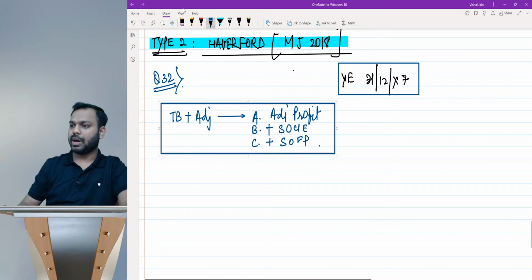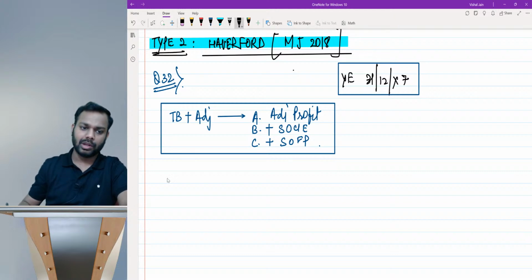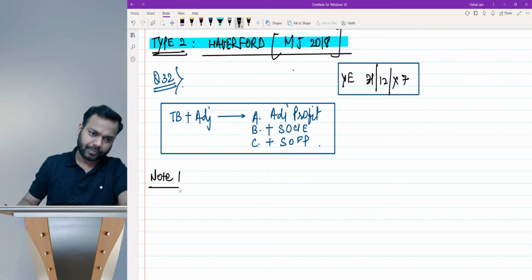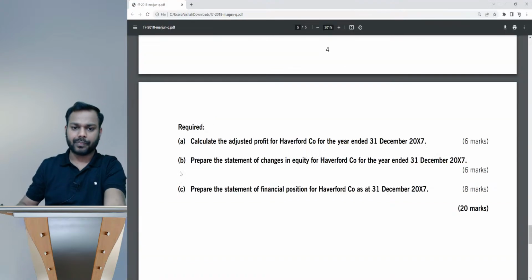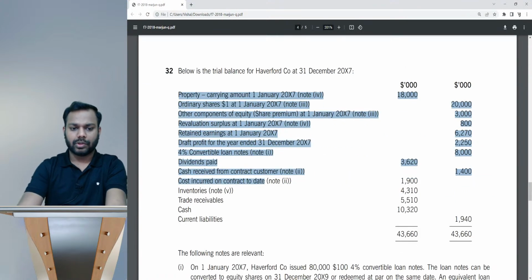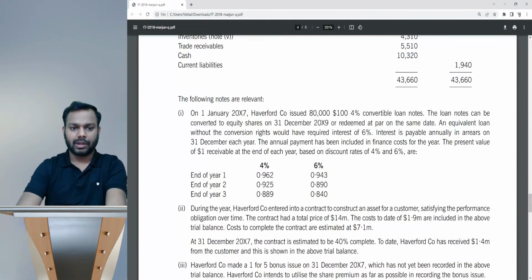Okay, now let's try to understand. Let's try to solve this question. So again, what we will do here is we will discuss the notes here and solve the main question in the ACCA practice platform. Okay, so we'll start with note 1. Now, what is note 1 dealing with?